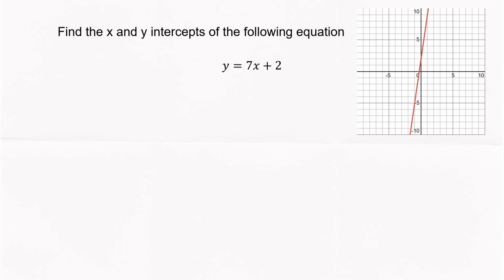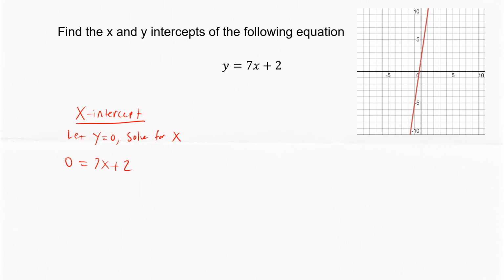So what are x and y intercepts? They are basically points where the graph crosses the x and y axis respectively. So the x-intercept is the point where the graph crosses the x-axis, and the y-intercept is the point where the graph crosses the y-axis. So we can actually find this algebraically. Let's do the x-intercept first. We can let y equal 0, and we solve for x. So that gives us 0 equals 7x plus 2, because we replaced y with 0. So we're solving for x.